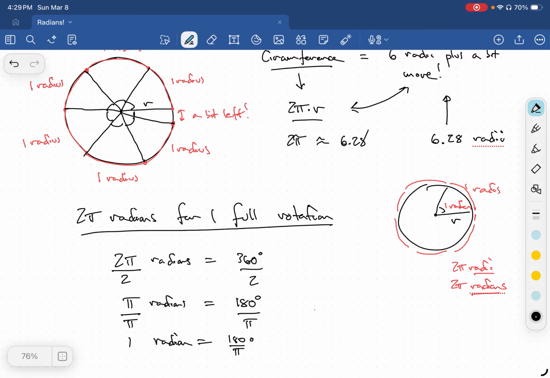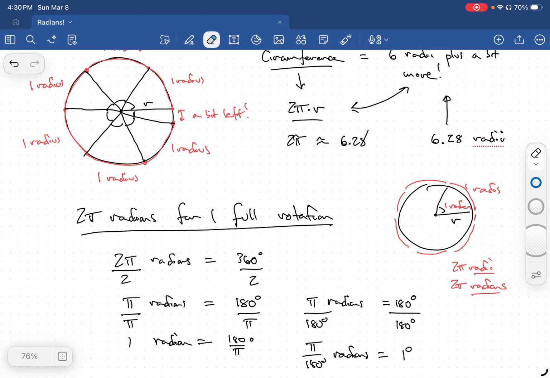Or if instead I wanted to know how many radians there are in 1 degree, I could divide both sides by 180. And I would see that pi over 180 radians is equal to 1 degree. Need to erase my little degree symbol here, but otherwise that is correct.